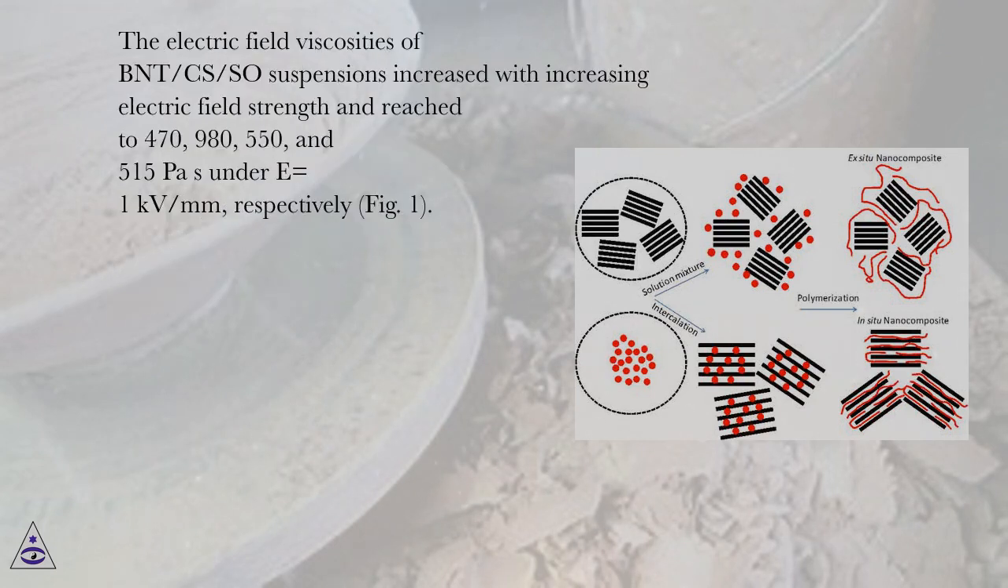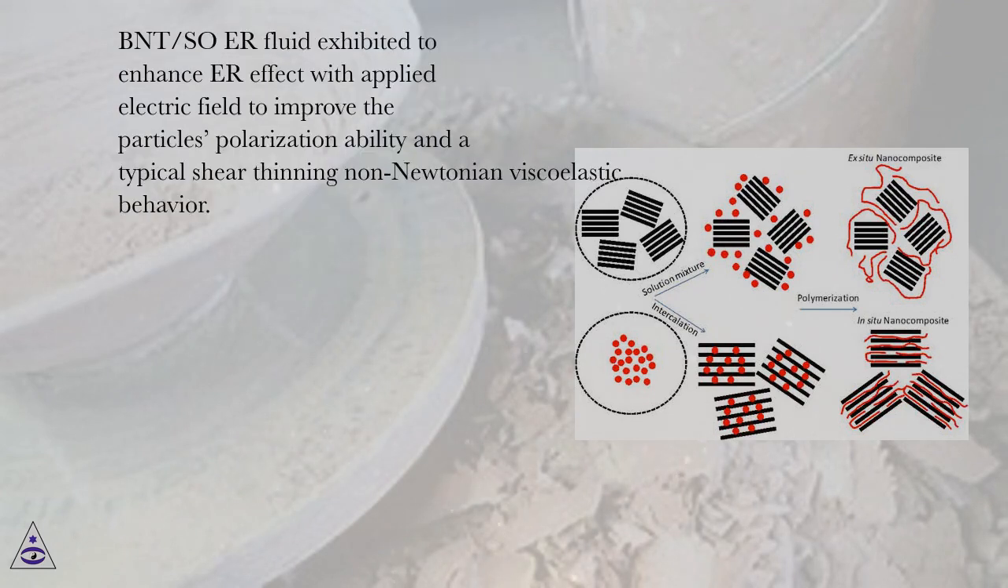Electrorheological properties. The electric field viscosities of BNT/CS/SO suspensions increased with increasing electric field strength and reached 470, 980, 550, and 515 pascal seconds under E equals 1 kV/mm, respectively, Figure 1. BNT/SO ER fluid exhibited an enhanced ER effect with applied electric field, improving the particles' polarization ability, and a typical shear thinning non-Newtonian viscoelastic behavior.